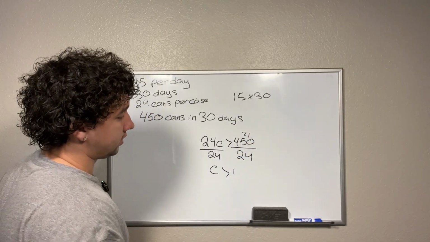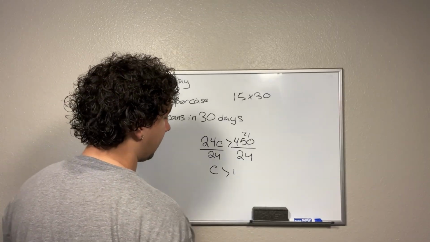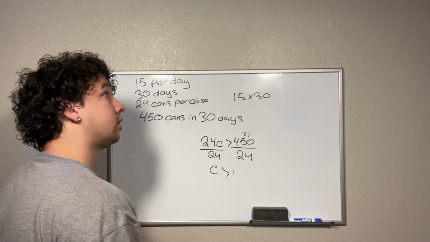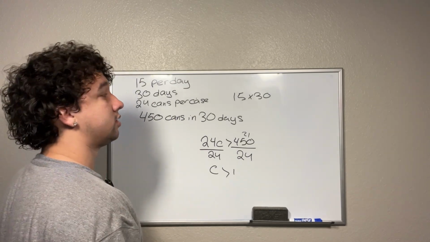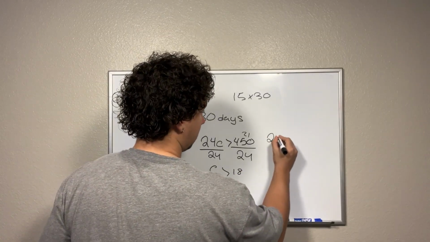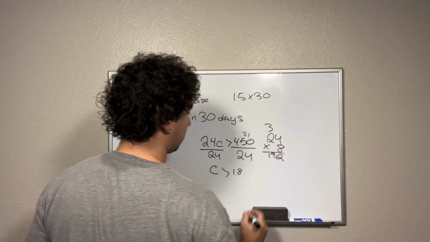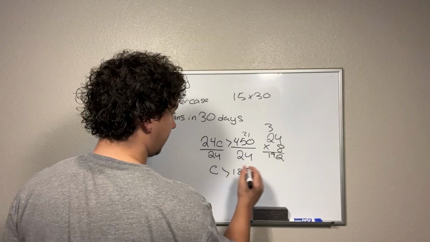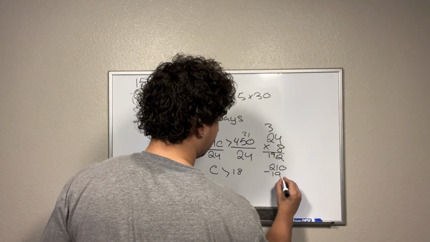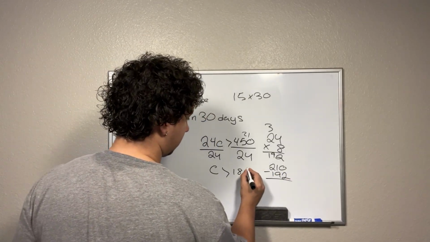24 goes into 210. Well, I know 24 times 10 is 240, so it's not going to be 10. If I do times 9, that's going to be 24 less than 240, which is 216. So not 9, it's going to be around 8. Okay, 24 times 8 is 192. So we're going to do 18, and then 210 minus 192 gives me 18. So 18 over 24.